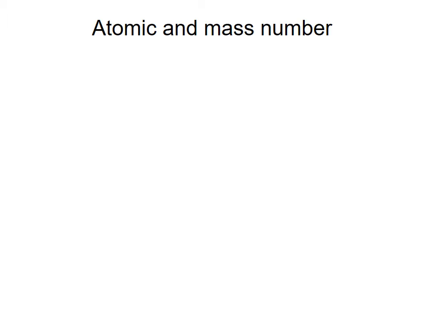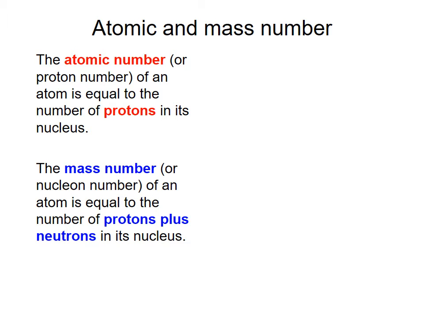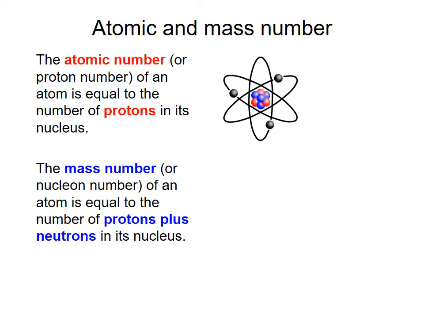And this is where atomic and mass number come into being. The atomic number, also known as the proton number, of an atom is equal to the number of protons inside the nucleus. So all atoms of lithium have 3 protons in them. And the mass number, also known as the nucleon number, of an atom is equal to the number of protons plus the number of neutrons in the nucleus. So lithium has 4 neutrons and 3 protons, so its atomic number is going to be 3, and its mass number is going to be 7. 3 plus 4 equals 7.